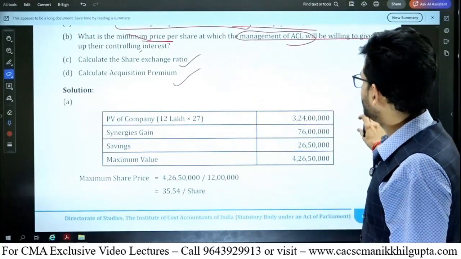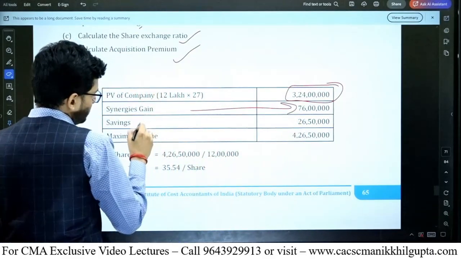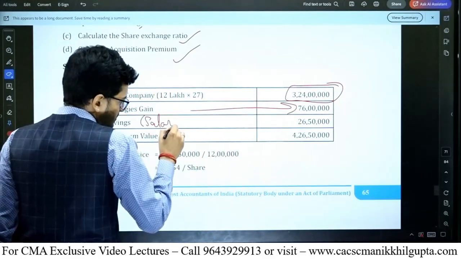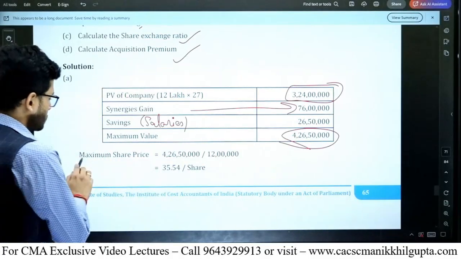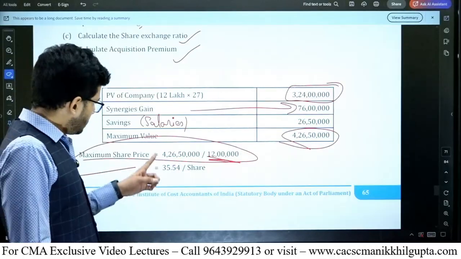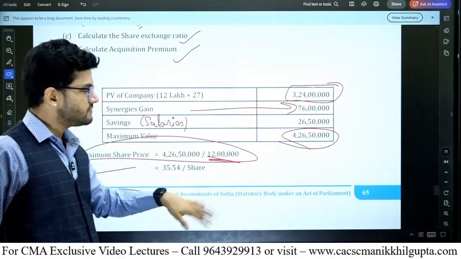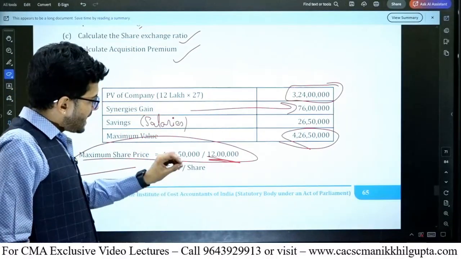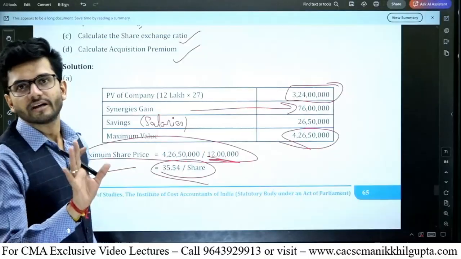Now, present value of the companies is 324, plus synergy gains, plus savings due to salaries, total value is 426,500. So the maximum share price that we are going to offer to their 12 lakh shares' shareholders is this value. The company's value plus the synergies, we are going to transfer it all to them. Maximum value that we are going to offer is rupees 35.54 per share.